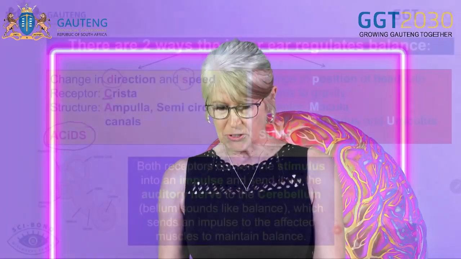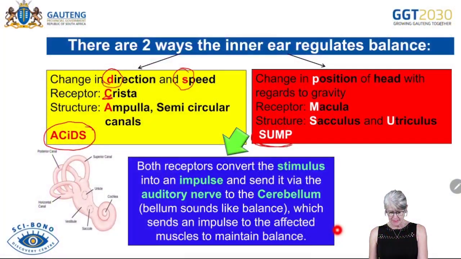Okay, sorry about that. Welcome back. So we said that there are 2 ways in which the inner ear regulates balance. The first is the semicircular canals. They have cristae in them, which is the receptor, and that is receptive to direction and speed of the head. Whereas in the sacculus and utriculus, we find maculae, which are sensitive to and pick up the change in the position of your head in relation to gravity.